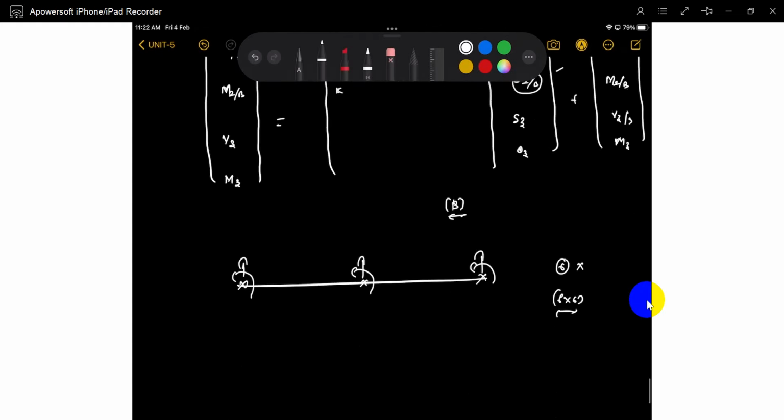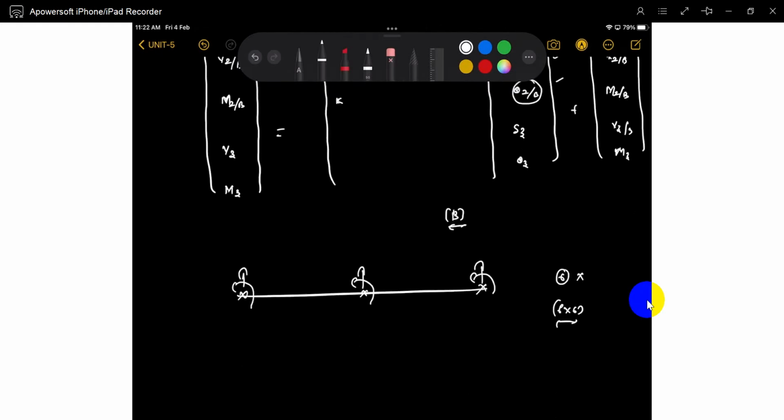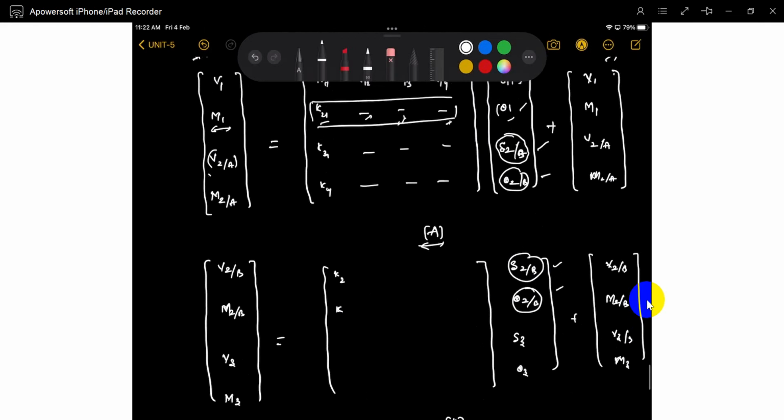So you can write a 6 by 6 matrix. How can you write, sir? How can you add it? Just add these two, that is enough. V2 of A and these two. And M2 of A, M2 of B. You have to add it.